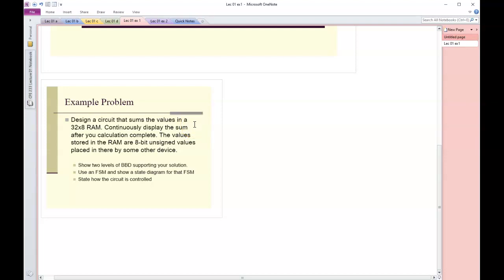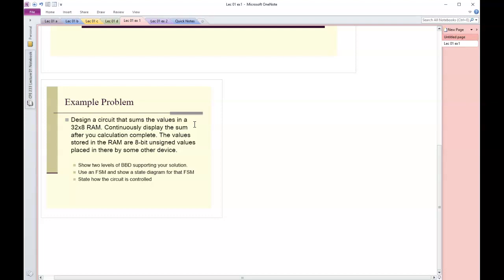32 is the number of chunks of data it can store. Each of those chunks of data is 8 bits long. So the important thing here is I know I need a counter on this thing. The question is how wide of a counter, how big of a counter, how many bits on the output of the counter do I need?